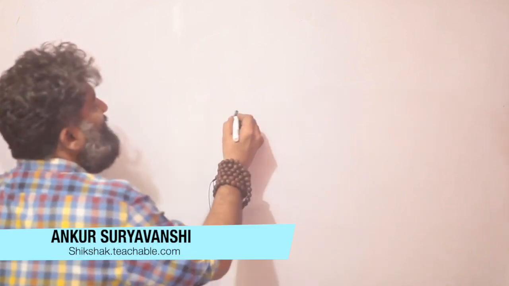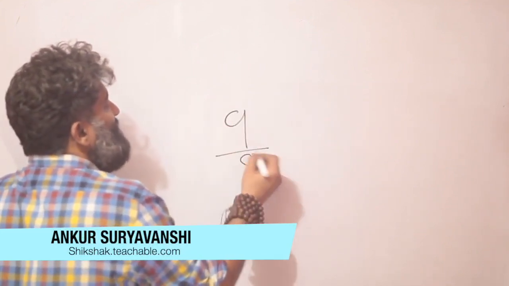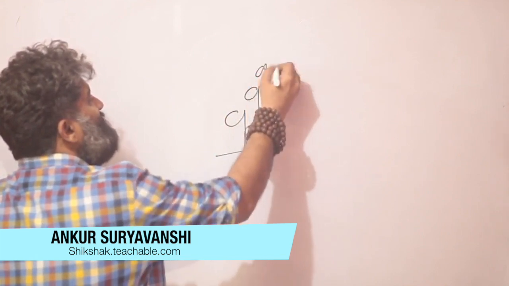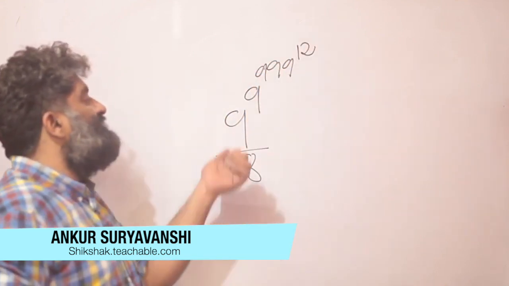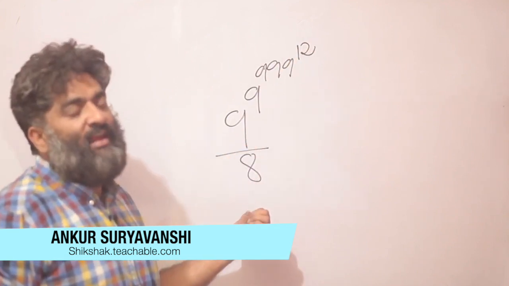In fact, let's go to an even easier example. I say 9 raised to 9 raised to 999 raised to 12. What is the remainder when this number is divided by 8?